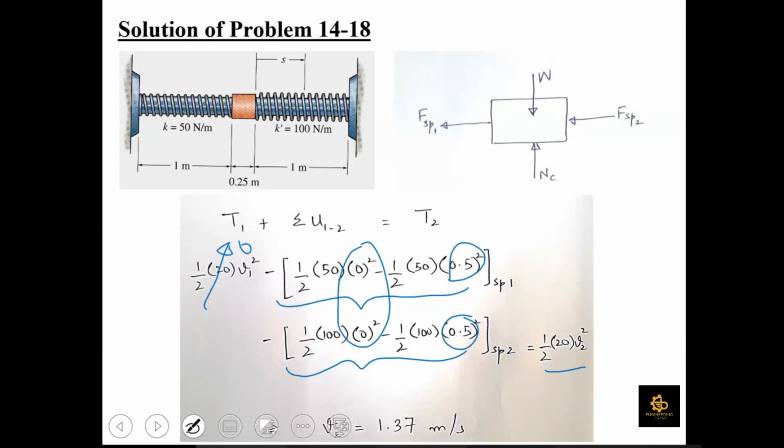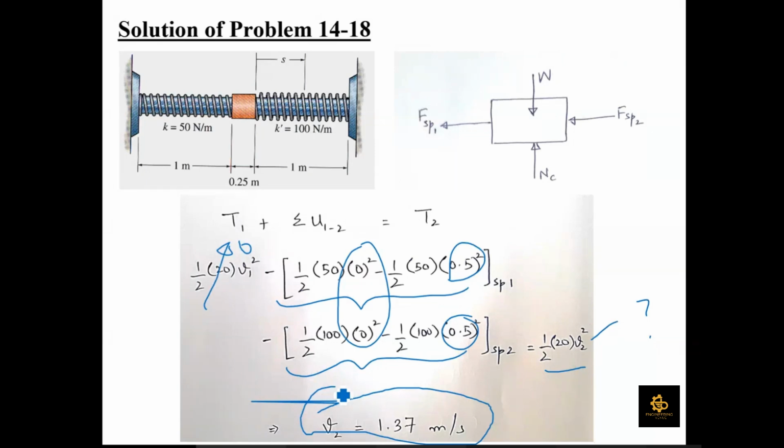So once you solve it, the only unknown thing here is V2. V2 comes out to be 1.37 meters per second. So this is going to be the velocity of this collar once it passes its center position. Is this thing clear to all of you? Yes, sir. Okay. Can you identify the maximum stretch or compression in these two springs? Can you identify it? Yes, sir.